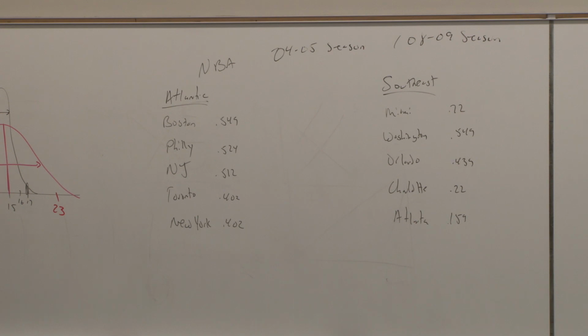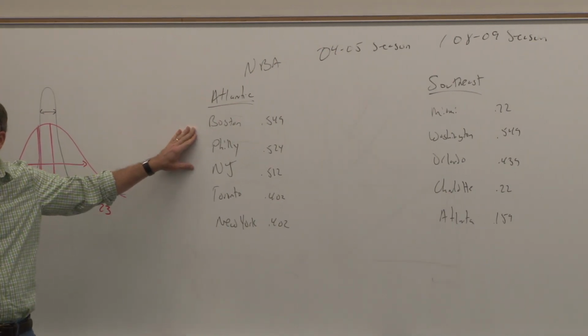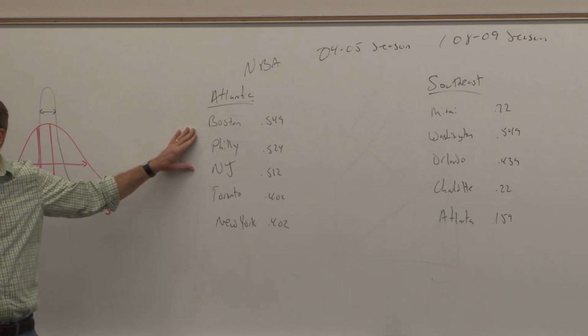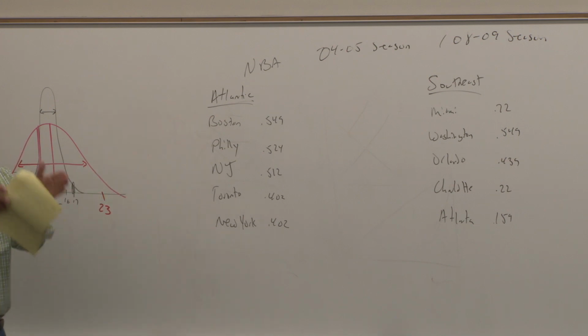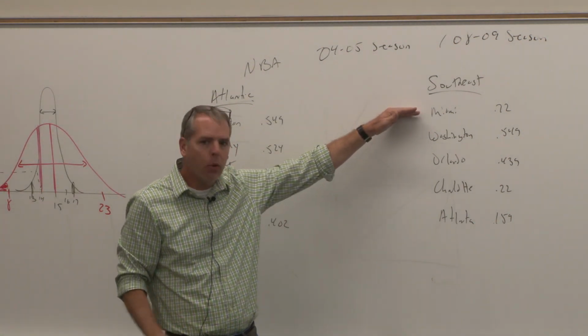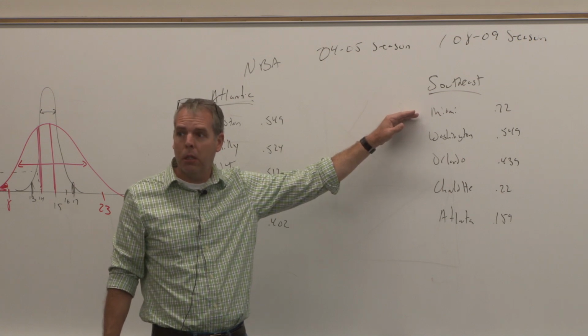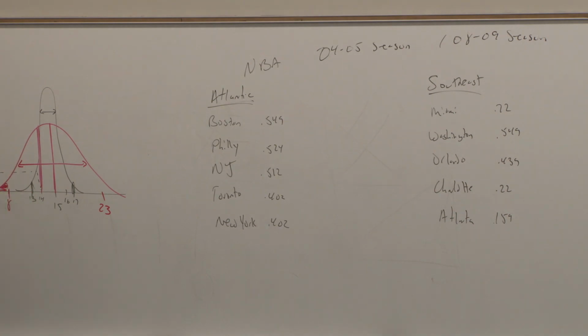So even a cursory examination shows that in this division, in the 04-05 season, which of these two teams was more highly dispersed, and which was less? The Atlantic Division was less dispersed, 0.549 to 0.402. People are packed pretty tight around 0.500. Over here, you're going all the way from 0.72, Miami won 72% of their games, pretty good, all the way down to Atlanta, winning 16% of their games. It's a horrible season. All right?